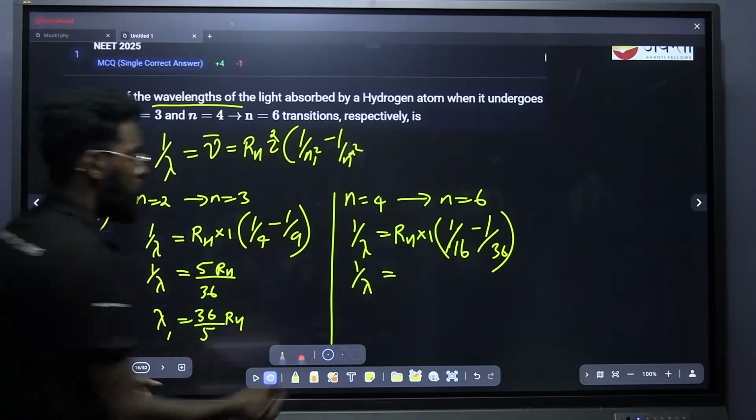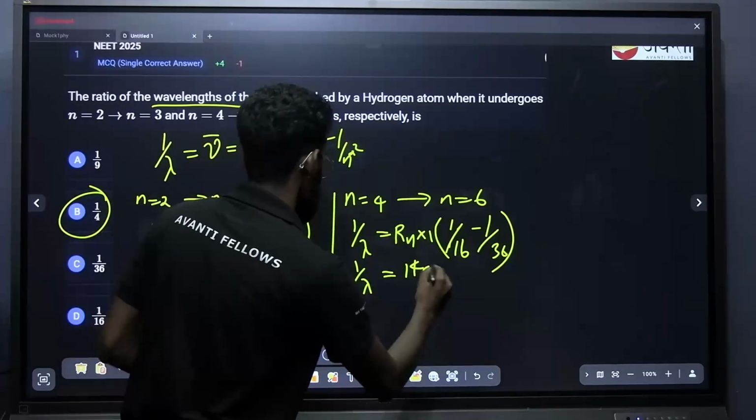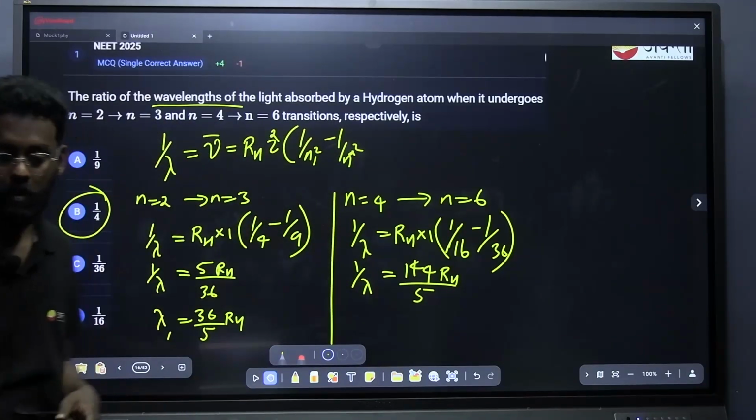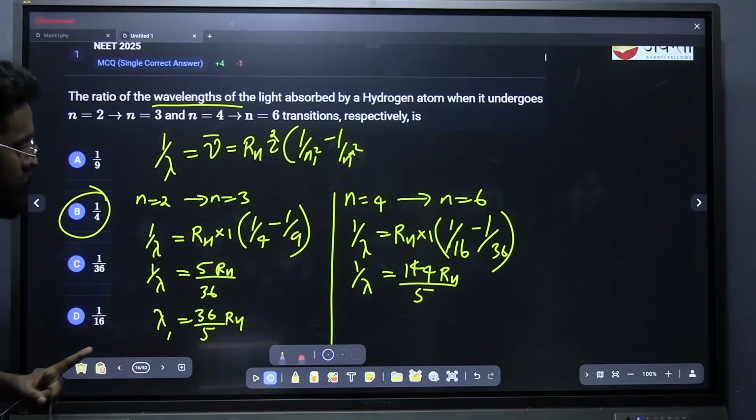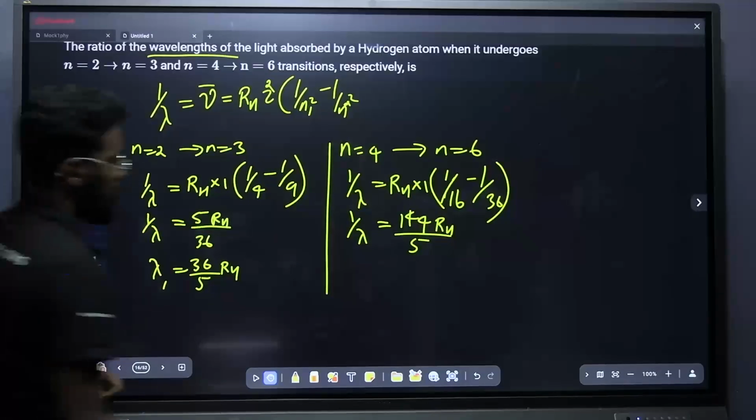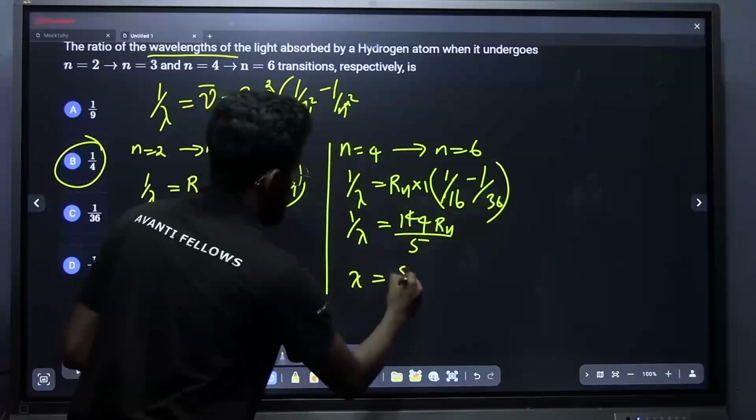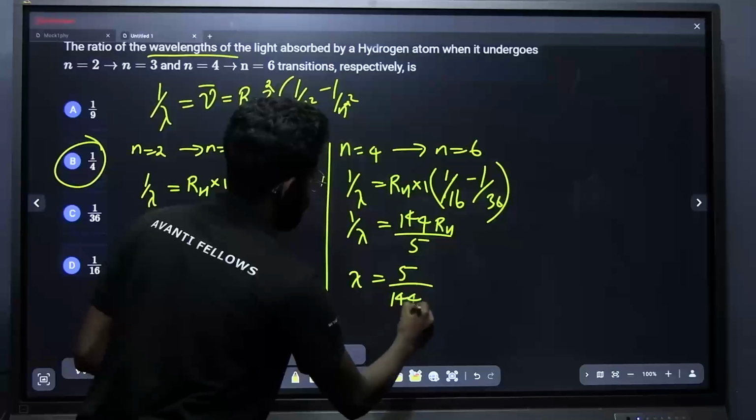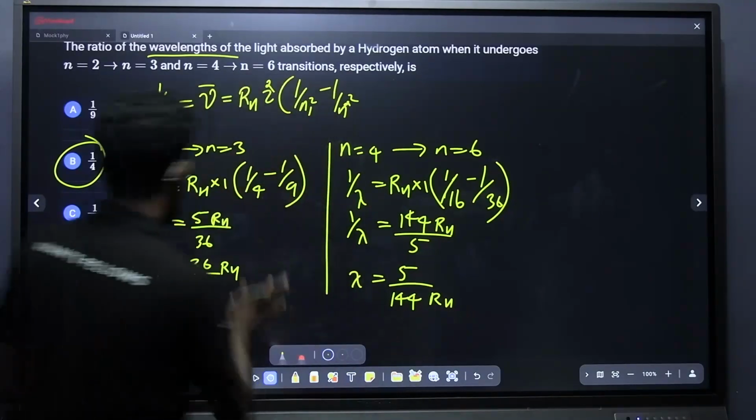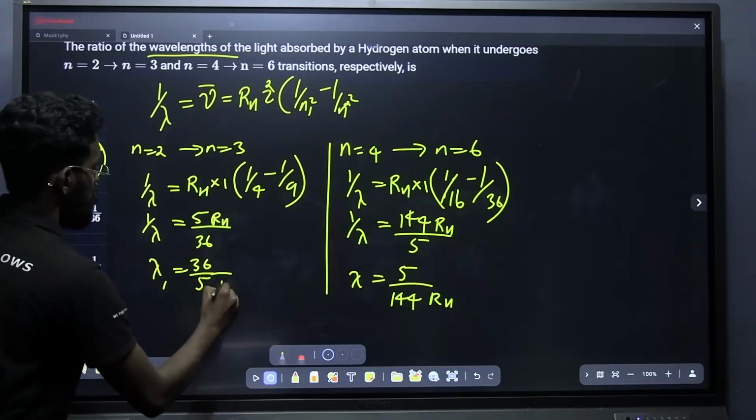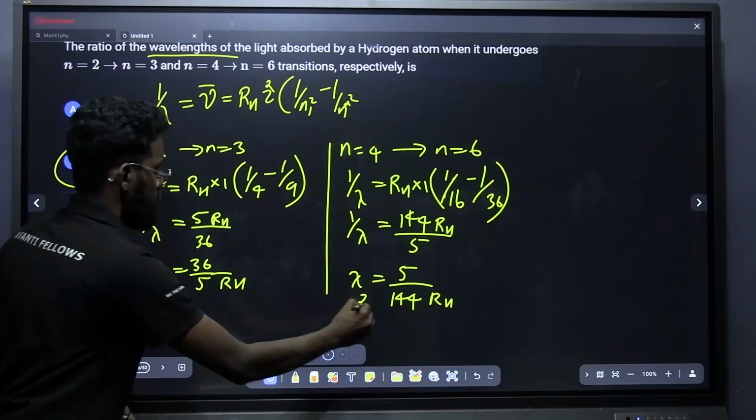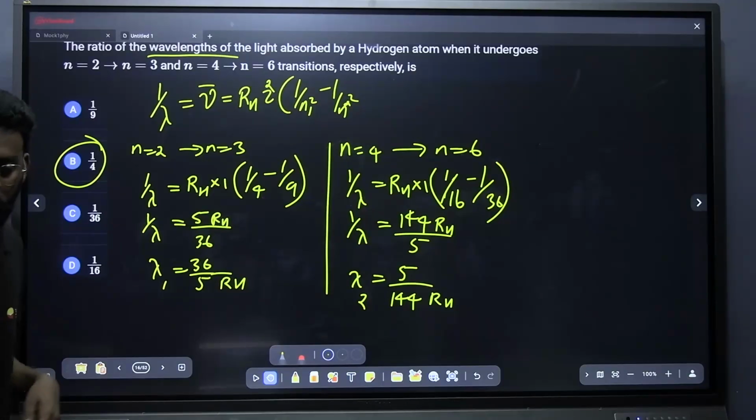144 upon 5. 144 RH divided by 5, right? Is it what everyone got? Okay, then the lambda value will be 5 by 144 RH. This RH will be in the denominator. Is it what everyone got? Lambda 1 and lambda 2?